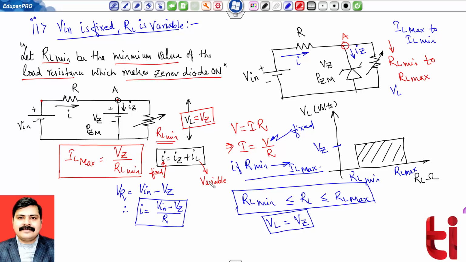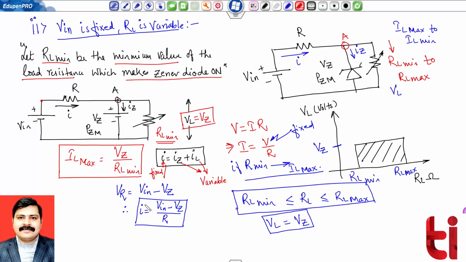So it's simple mathematics. The left hand side quantity is fixed. On the right hand side, one component is variable, so the second component will also be variable. The interesting part is, if I am talking about the minimum value of IL, IZ should be maximum in order to have a fixed value. Both cannot be at a maximum or minimum value simultaneously because my I is fixed.